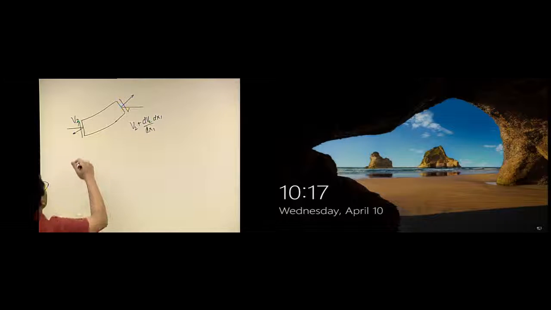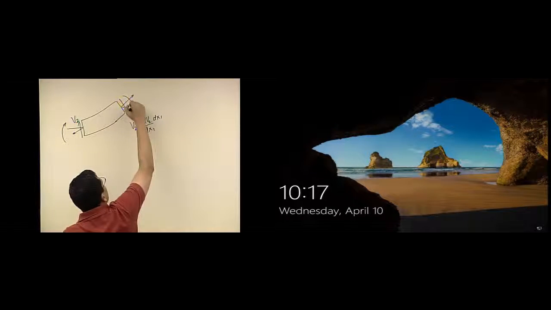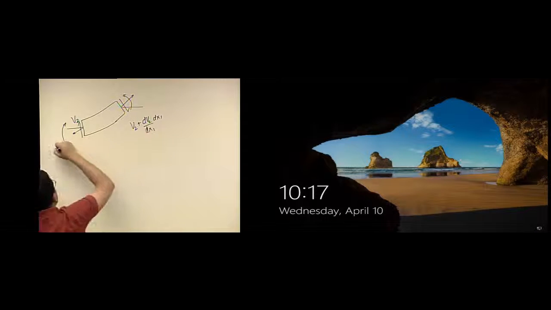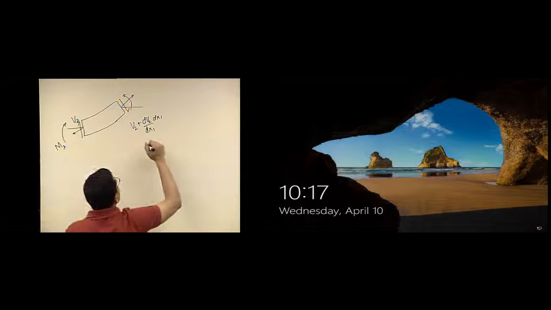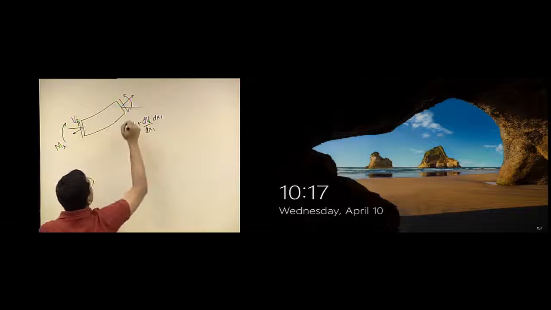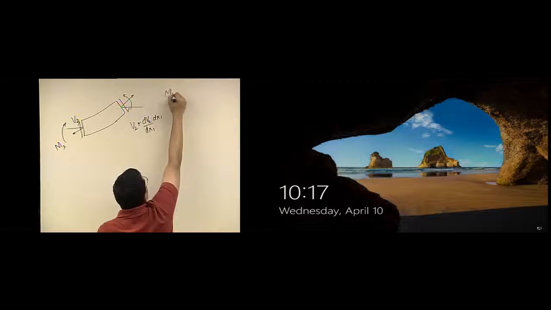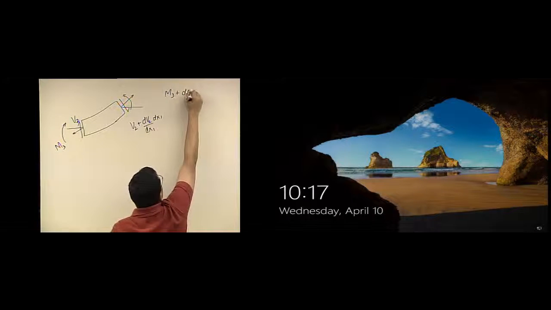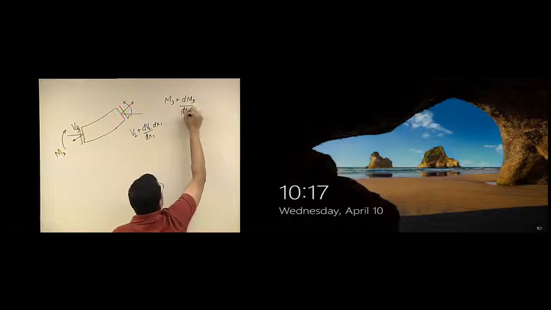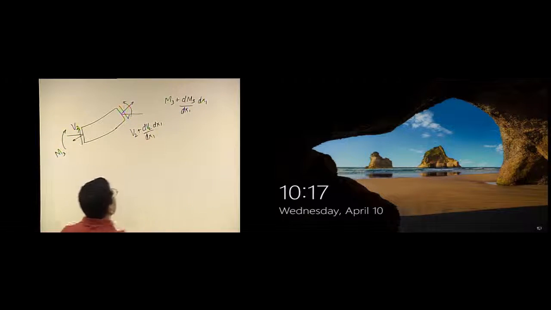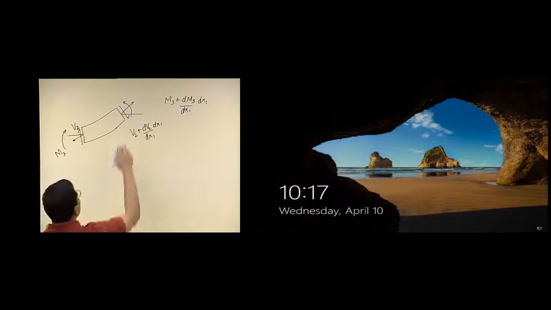Then we have a moment here, which is m3, and here we have m3 plus dm3 over dx1 times dx1. Mohit, should the V2 arrows be opposite? Shouldn't it be up on the right? Very good.